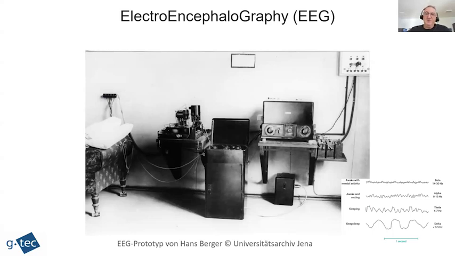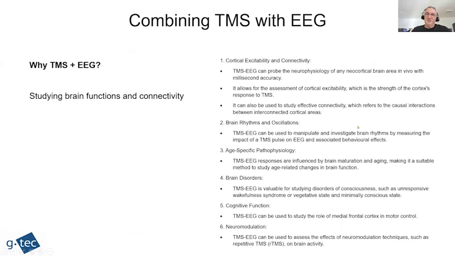So another curiosity, this device was actually used for the first time in 1924. However, Hans Berger made the first communication in Cambridge in 1929, and hence in the literature that is given as the birth of the EEG.